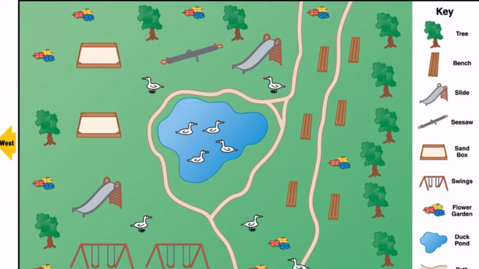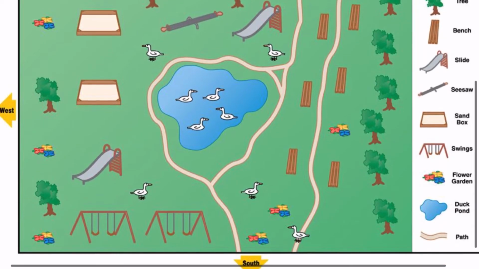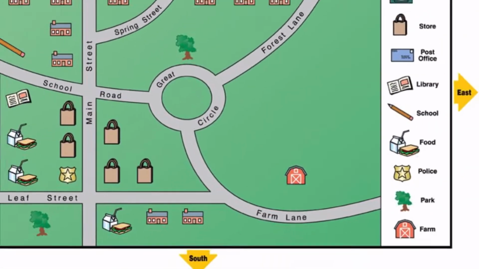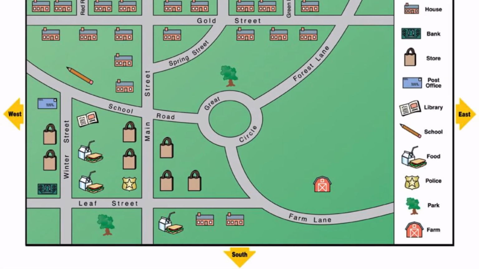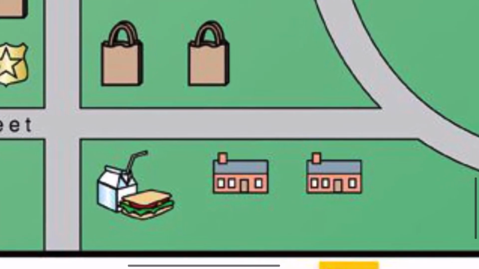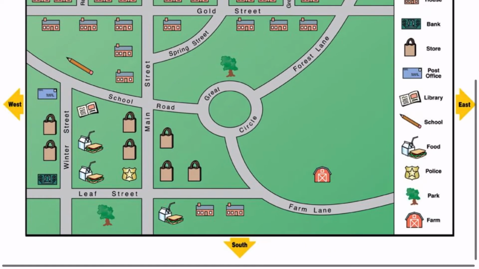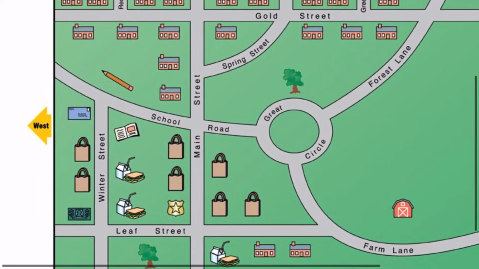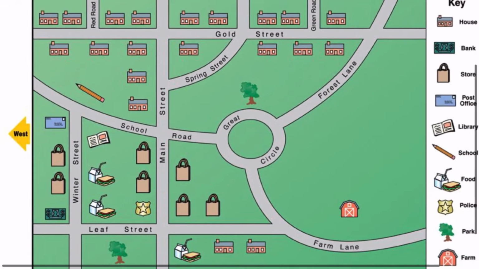Now we're going to take a look at a different kind of map. Now here we have a community map. So using the key, we can tell that here, way down here, is a farm. Okay. And we're going to think about where it is in relation to the police station. So let's go over to the police station. Over a little bit. Sorry, it's a little hard to navigate sometimes. Okay, so where is it? It's to the east of the police station.